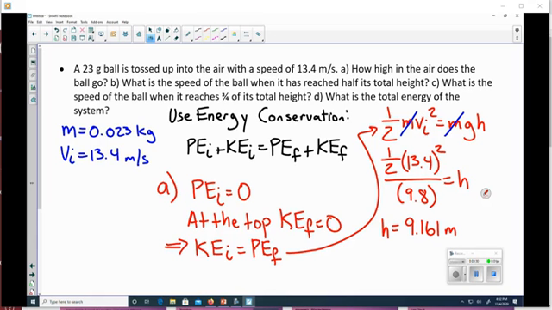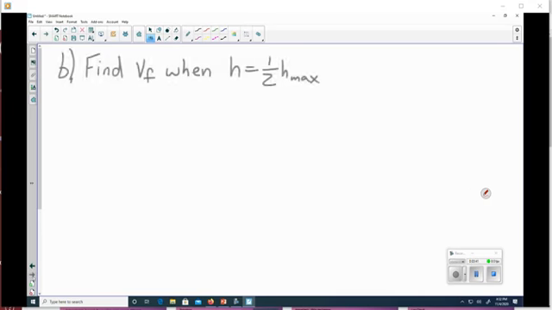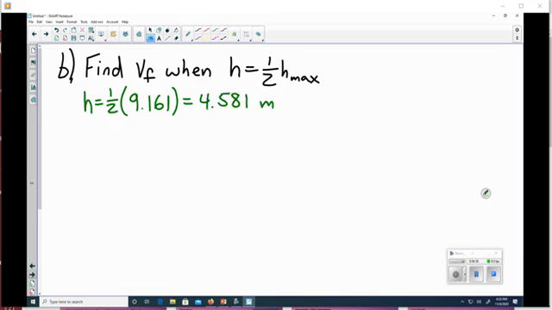Since we now know this max height, for B and C we can use that height and the conservation of energy to determine its speed when it's halfway up or when it's 3/4 of the way up. So for part B we want to determine the velocity when the height is 1/2 the maximum height, or 1/2 times 9.161. And so the height halfway up is 4.581 meters.